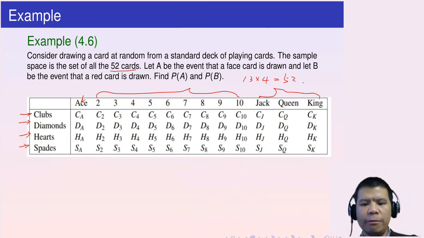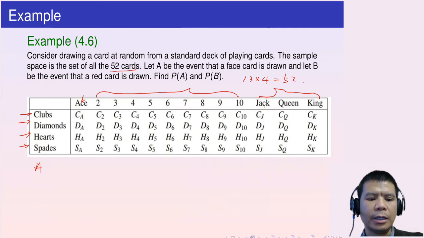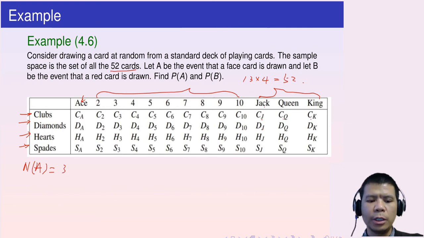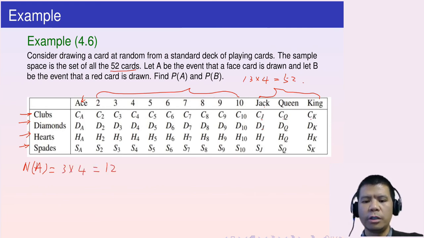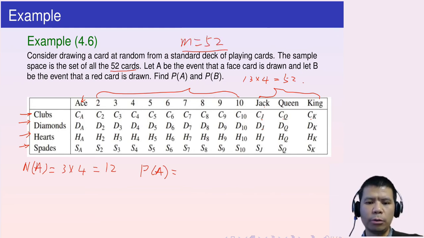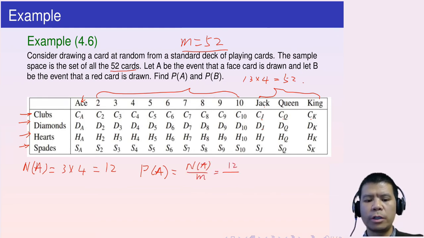Now, let A be the event that a face card is drawn. The face cards are jack, queen, and king. How many cards are in A? N of A equals the number of face cards. So 12 of them, right? 3 times 4 is 12. N of A equals 12. By the way, M equals 52. So the probability of A equals N of A over M, which is 12 over 52. That's 3 over 13.